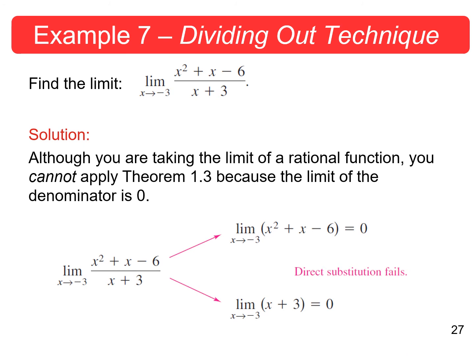Notice that if you use the direct substitution method, meaning you evaluate the limit of the numerator, which is x squared plus x minus 6, at x equals -3, you get 0. And in the denominator, if I use direct substitution, I'll also get 0. So from here we know that direct substitution fails. In this case, we can then use the dividing out technique.